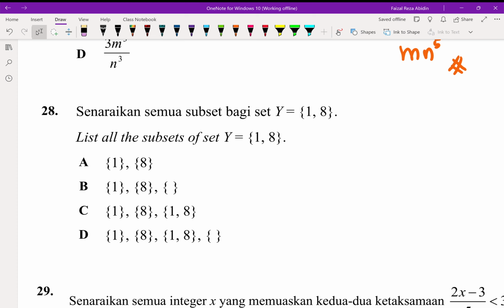Okay, list all the subsets. What does it mean by subset? Everything in our set Y. Isn't it? Okay, of course. You're going to get what here? 1 and 8. Everything with our answer there has 1 and 8. Am I right? Okay. So, if you look over there, is {1, 8} also our subset? Here. {1, 8} here. Is it going to be our subset? Yes. 1 also yes, 8 also yes, {1, 8} also our subset.